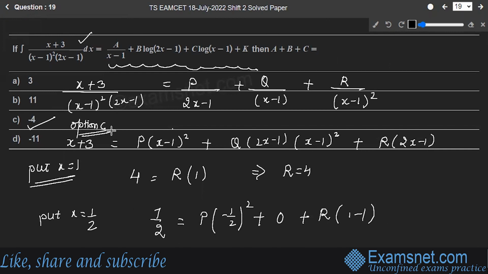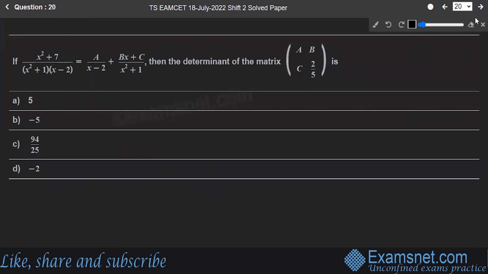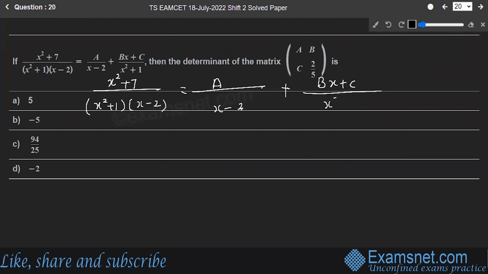Hope you understood this question. Let's move to the next question, number 29. Okay, so now we have again a similar type of problem, but the integrals are not there. So let's write it down. You are given x squared plus 7 upon x squared plus 1 into x minus 2 is equal to a upon x minus 2 plus bx plus c upon x squared plus 1.